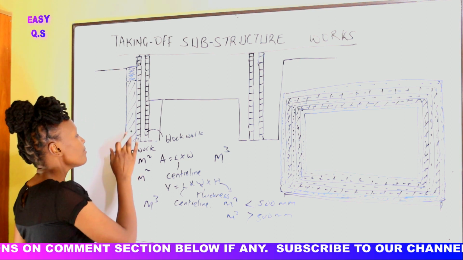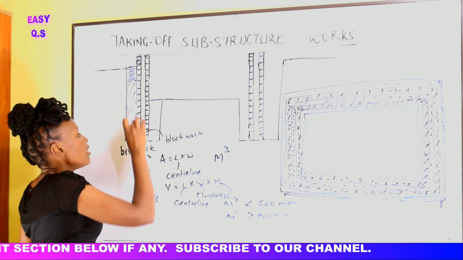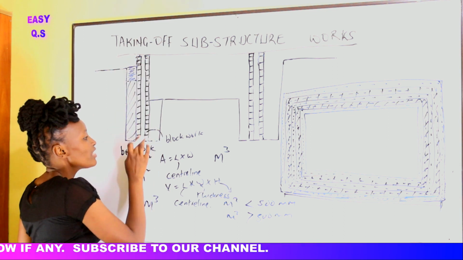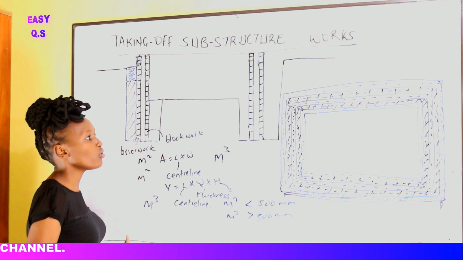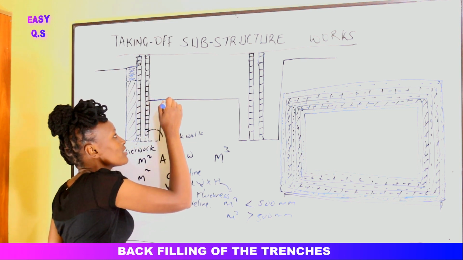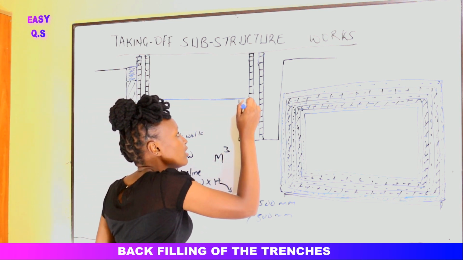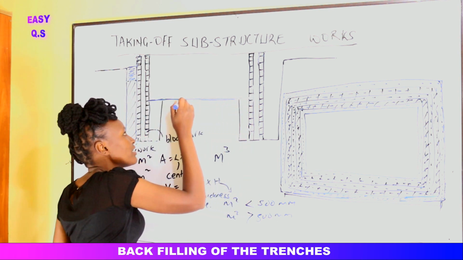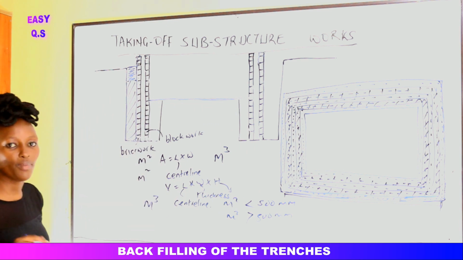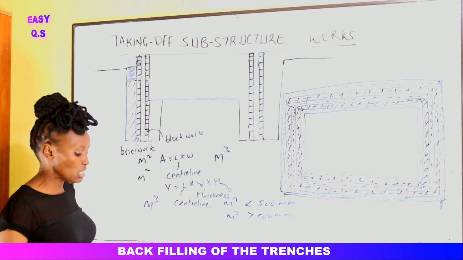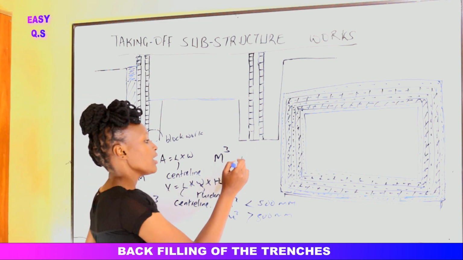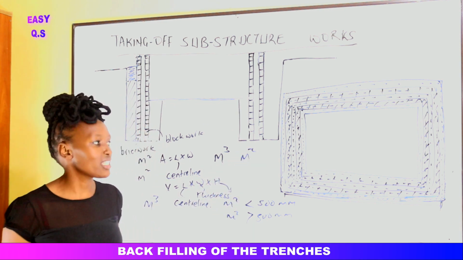Now that we have already backfilled the trench, here we have soil, we have constructed these walls, we have done the cavity, we have filled it with concrete, we have backfilled here with hardcore. Now we shall need to compact this ground level here. We shall compact all this area here. Here it's inside the building, we need to come and compact. Alright, compacting is usually measured in meters squared, and if it's meters squared, it's length times width.